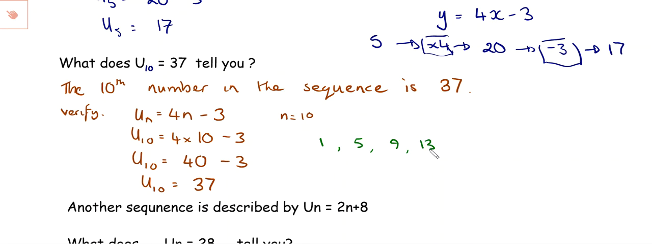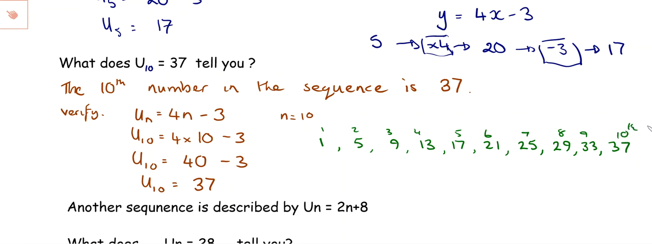9, 13. There's the 5th number again. 21, 25, 29, 33, 37. The first number, second, third, fourth, fifth, sixth, seventh, eighth, ninth. 10th number is 37. Alright? But all I wanted you to understand was U10 equals 37 means that 37 is the 10th number. Yeah? Alright.